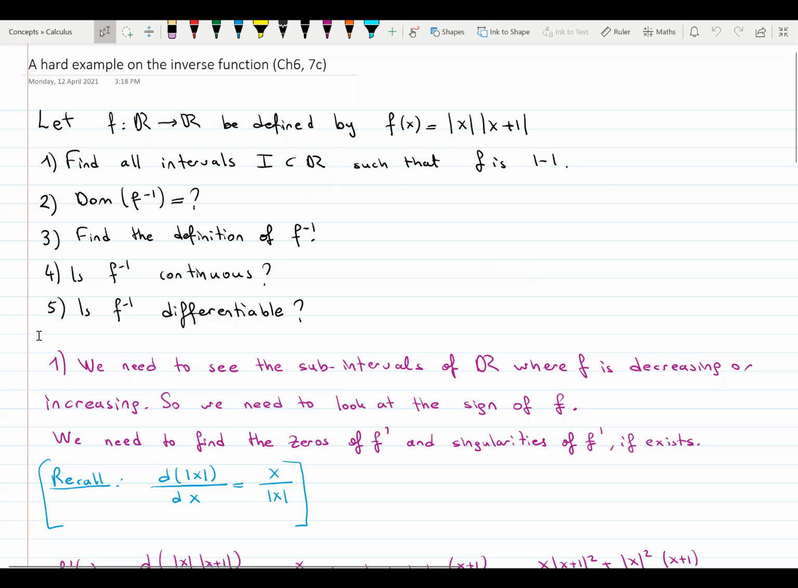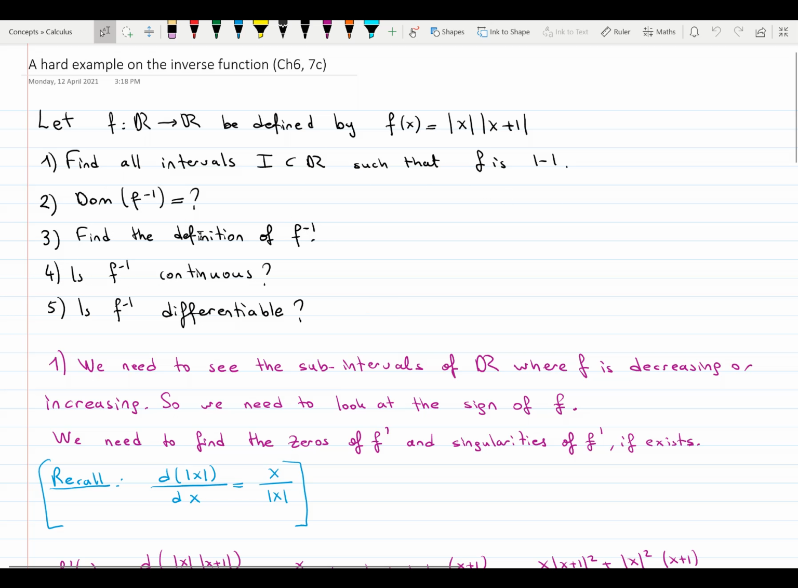And these are the tasks that we need to perform. We need to find all intervals in R such that f is 1 to 1. And we need to find the domain of f inverse, find the definition of f inverse, decide whether f inverse is continuous, and decide whether f inverse is differentiable.